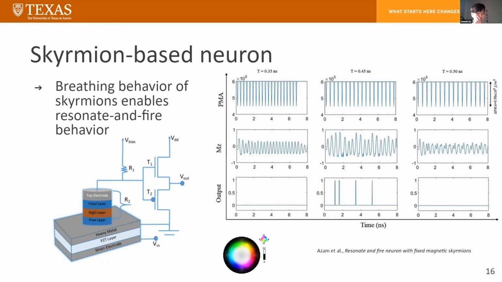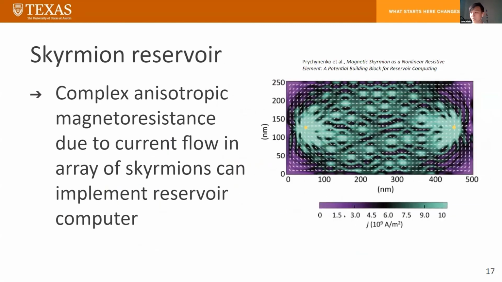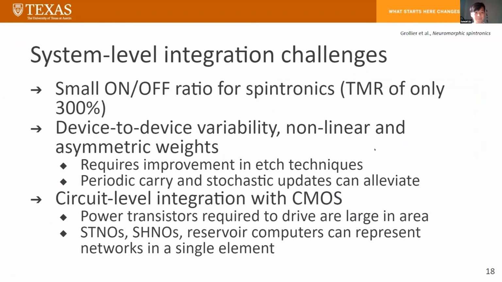As you can see, it's sort of a breathing neuron, and using a voltage-controlled magnetic anisotropy element underneath, you can induce a frequency-dependent band response. I know there's going to be another presentation on skyrmion reservoirs, but a complex skyrmion lattice can also implement this kind of really complex reservoir, which can implement an entire neural network.